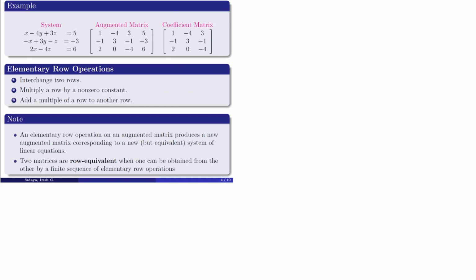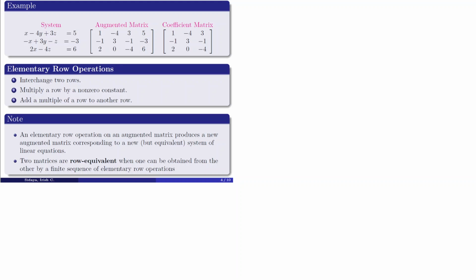Now we have the elementary row operations. These are almost the same as the operations that produce equivalent systems which were introduced in the previous lesson. So we have: interchange 2 rows, multiply a row by a non-zero constant, add a multiple of a row to another row. We note that an elementary row operation on an augmented matrix produces a new augmented matrix corresponding to a new but equivalent system of linear equations.